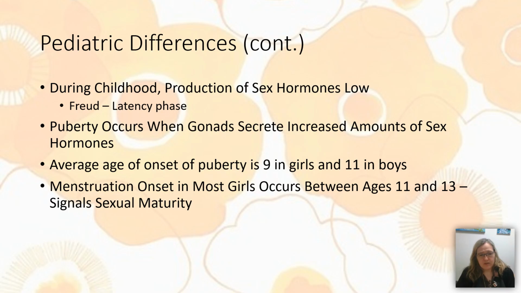The sex hormones increase when puberty begins, and so the average onset of puberty is 9 in girls and 11 in boys. Menstruation for most girls is between 11 and 13 when it starts, and this generally signals sexual maturity in females.